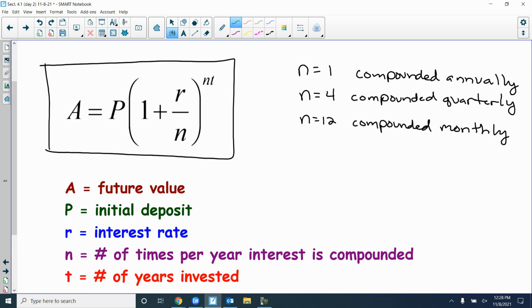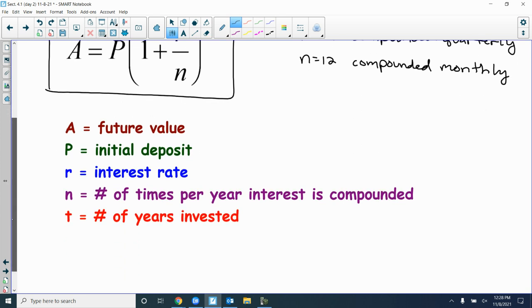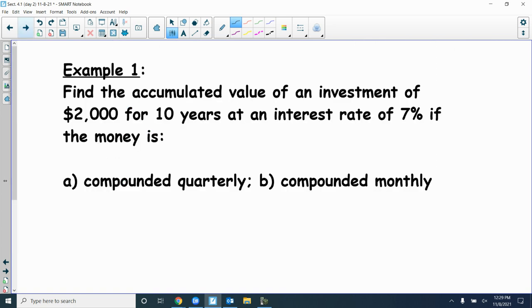Okay, for that. But those are the common ones. All right, let's take a look at a couple scenarios here. All right, first one. Find the accumulated value of an investment of $2,000 for 10 years at a rate of 7% if the money is compounded quarterly or compounded monthly. The more times you compound it, the better. So compounded monthly will give us a little bit more than compounded quarterly.